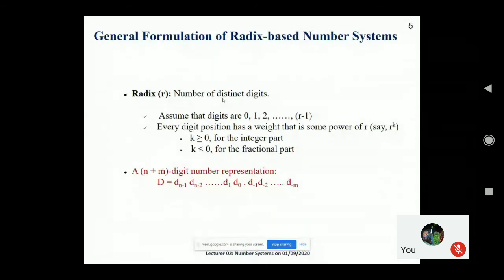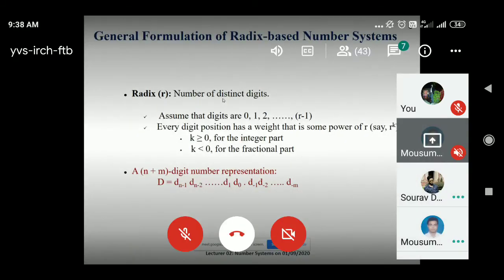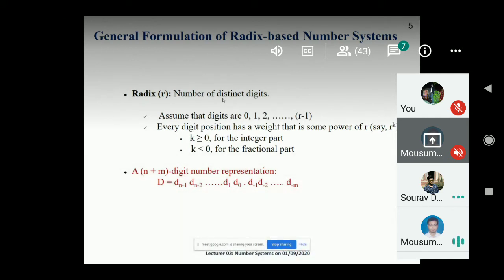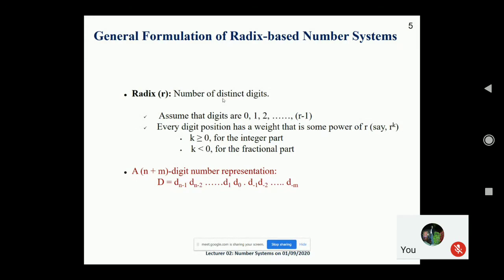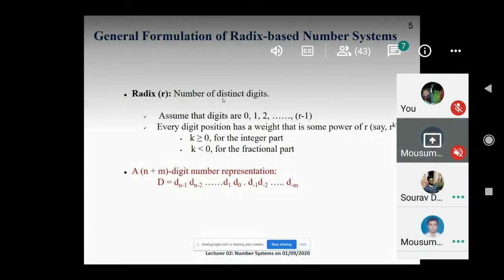So what is the highest negative value of k? It means backward: -2, -1, like that. It depends on how many numbers you are using after the fractional point. Suppose you are using 35.677778, suppose you are using 8 numbers, what happens? It goes -1, -2, -3, -4, and so on. It depends upon how many fraction digits you are using.